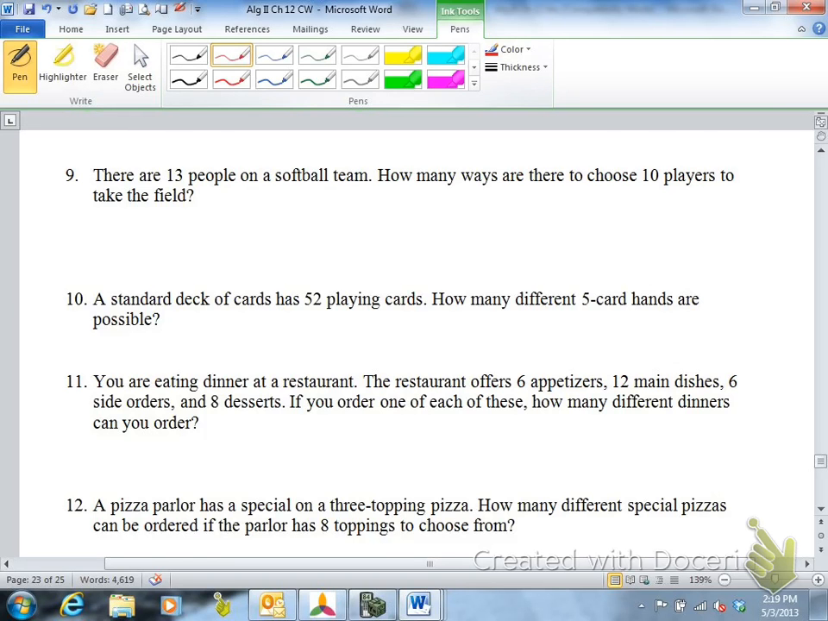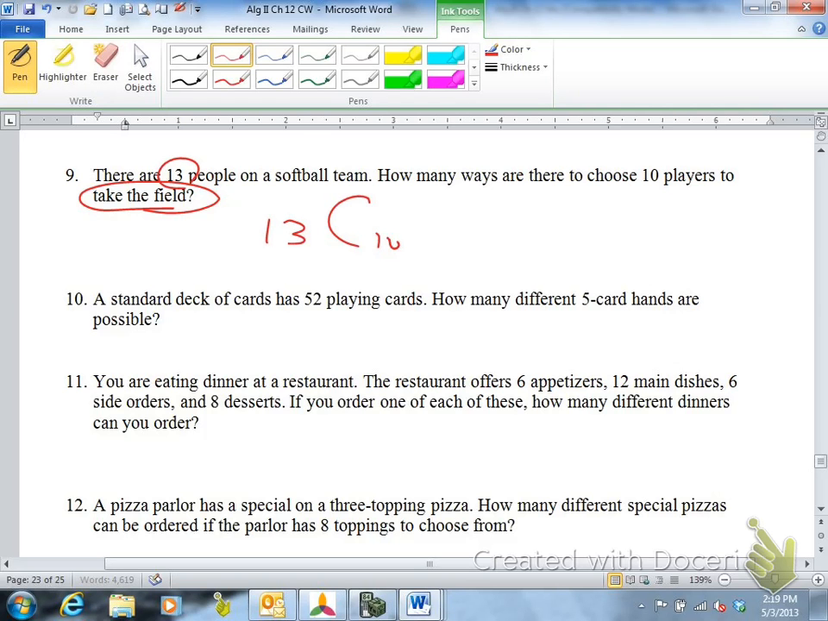Okay, so there are 13 people on a softball team. How many ways can you choose 10 players to take the field? So you have players taking the field. It doesn't really say they're going to a particular position. They're just all going onto the field. So you have 13, choose 10.